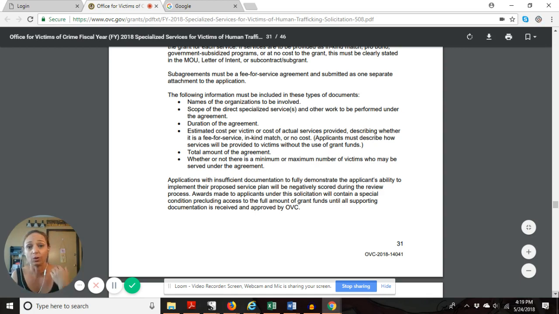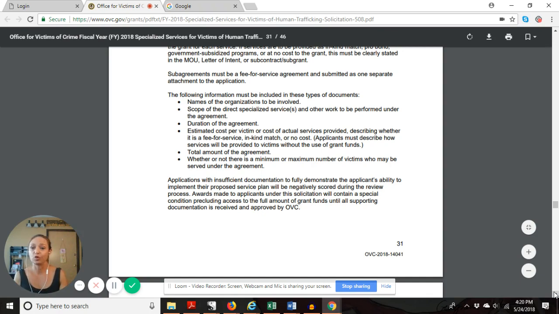All right, so in your letters of support, in those non-federal matching letters, they want to know that. They want to know the total amount of the agreement and whether or not there's a minimum or maximum number of victims who may be served under the agreement. Very specific. And I would just take that, copy it, put it in your MOU, and then fill it out underneath and make those your bold headers.